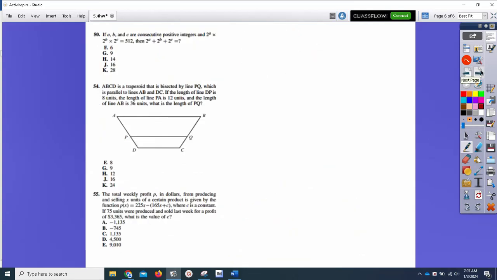All right, what do we got in 50? 50, we have an exponential equation. If a, b, and c are consecutive positive integers, and 2 to the a times 2 to the b times 2 to the c is 512, then 2 to the a plus 2 to the b plus 2 to the c is equal to what?